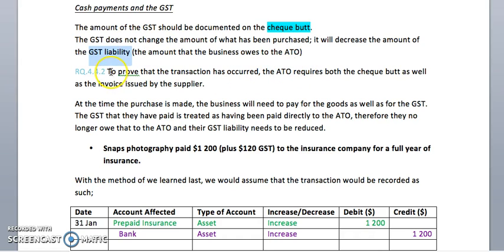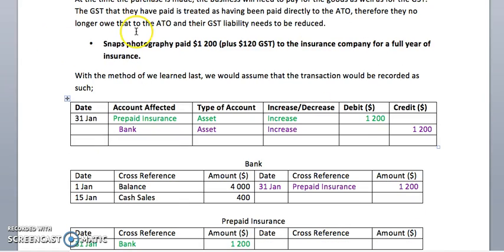To prove the transactions happened, the ATO requires the check butt as well as an invoice issued by the supplier. So you have to have a check butt from your own records, but you also have to have an invoice that the supplier has given you to indicate how much you owe. Okay. So we've got an example.